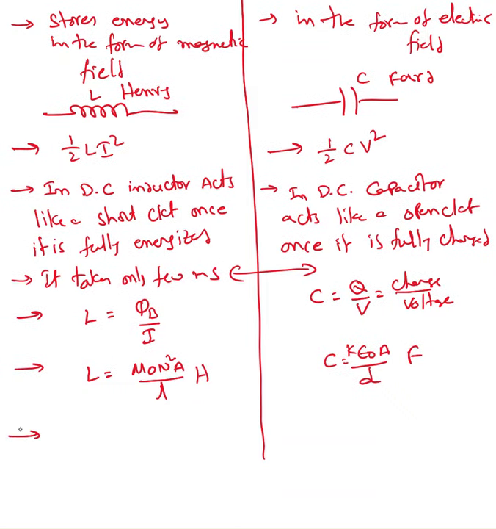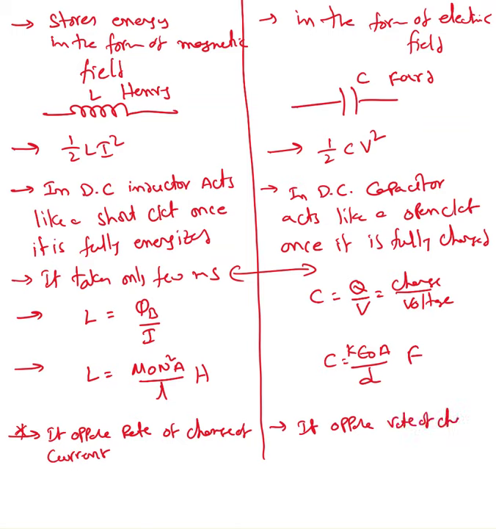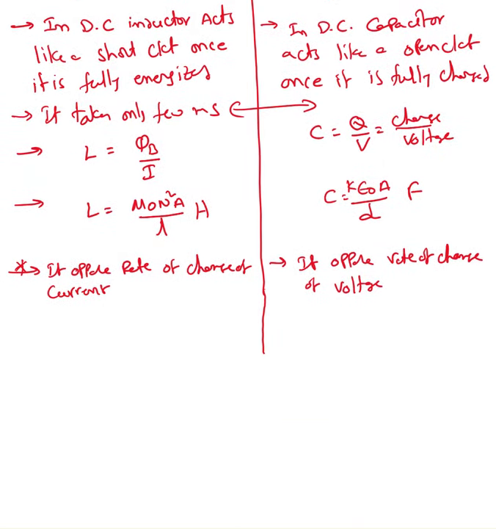Another important point: inductor opposes the rate of change of current. Here, the capacitor opposes the rate of change of voltage. So when AC voltage is changing, capacitor is going to come into the picture. If AC current is changing, inductor is going to come into the picture.